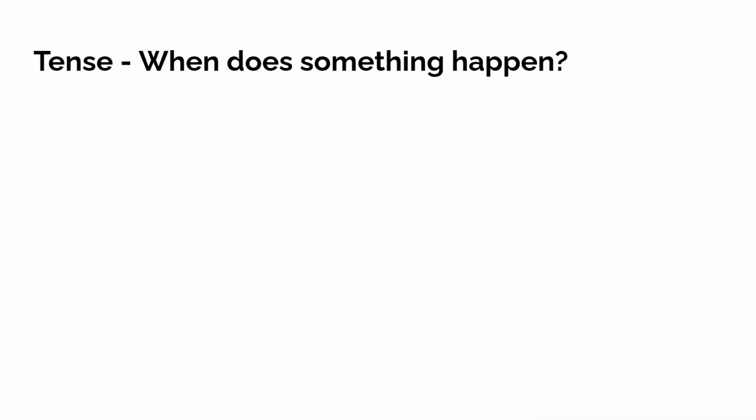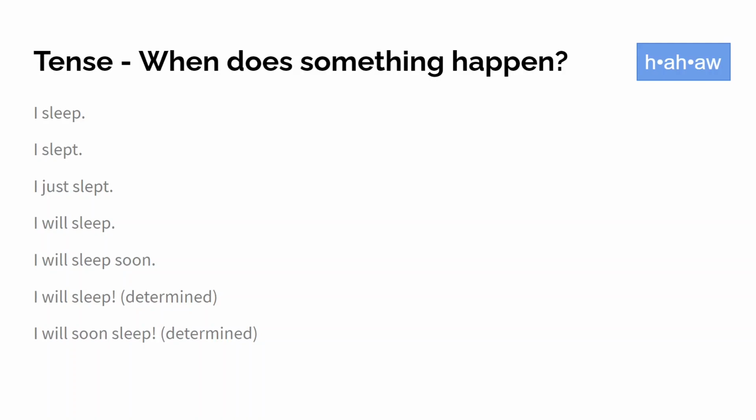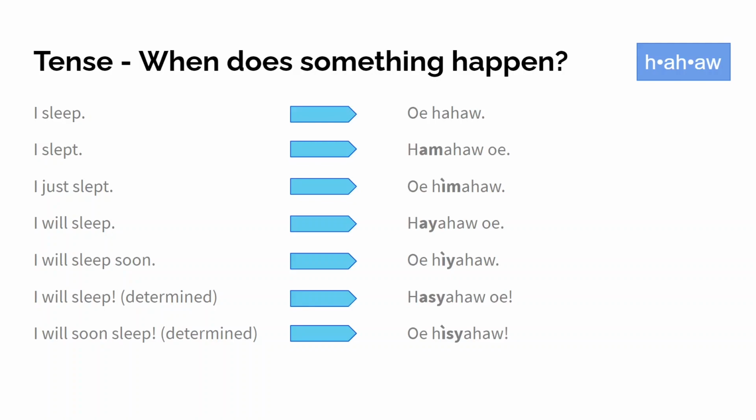Let's start with our first infixes. So tense, when does something happen? We will use the verb hahau, to sleep. Here you see the infix positions, so they're just in front of the 2 A's. Like I said, today everything we learn about is position 1. So here's some English sentences with our verb hahau, and here's what they become in Natvi.